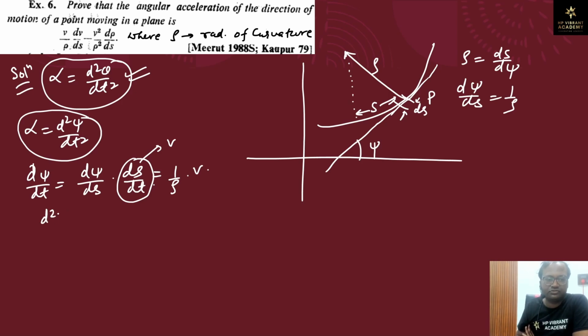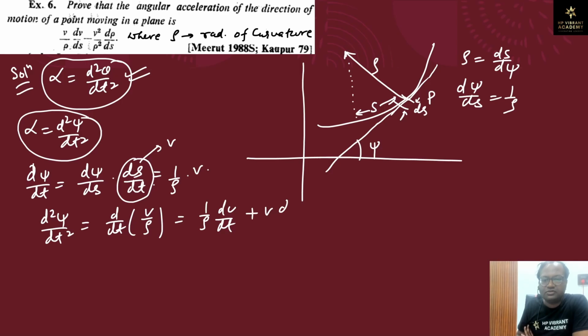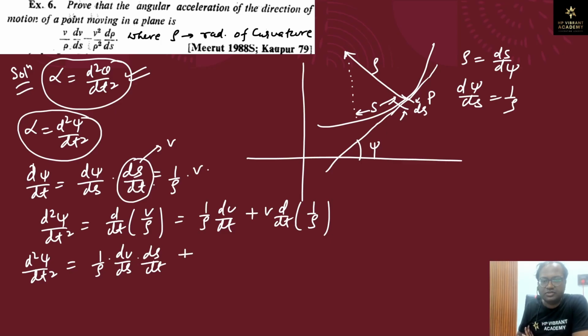Now let us differentiate this once more. So we have d2 psi upon dt square is equal to d by dt of v upon rho. This is equal to 1 upon rho dv upon dt, plus v into d by dt of 1 upon rho. This is equal to 1 upon rho into dv upon ds into ds upon dt, plus v into minus 1 by rho square into d rho upon dt.